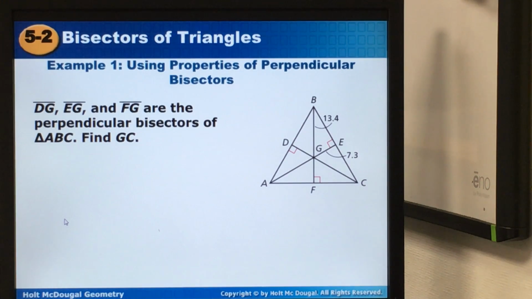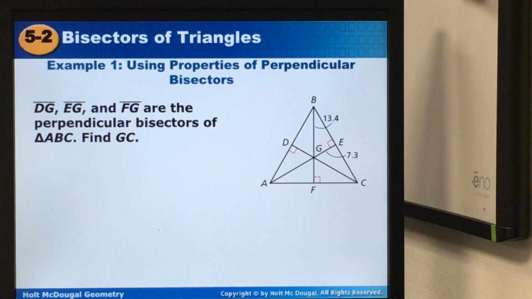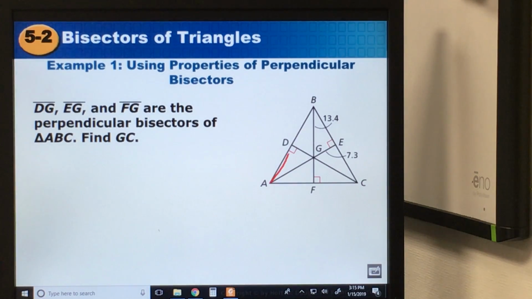So for example, you are given that those segments are perpendicular bisectors of the triangle ABC. Right, so this is the triangle ABC. And we have the perpendicular bisectors DG, EG, and FG. You're asked to find GC. We're looking for this length right here.